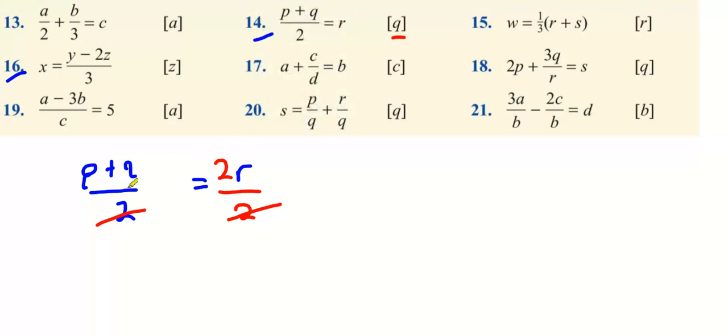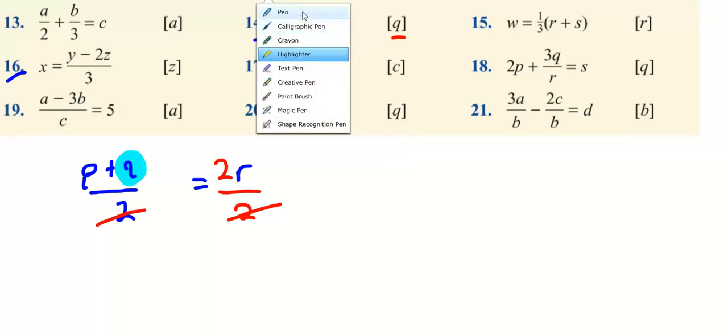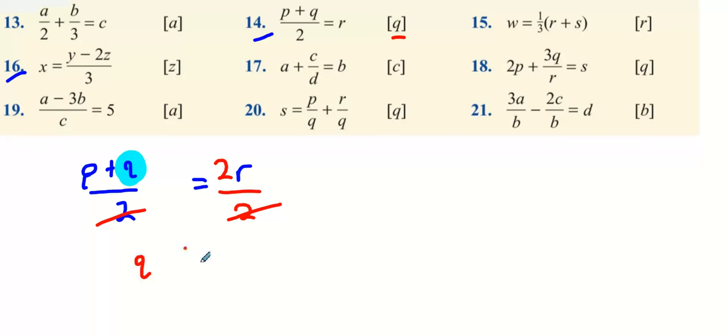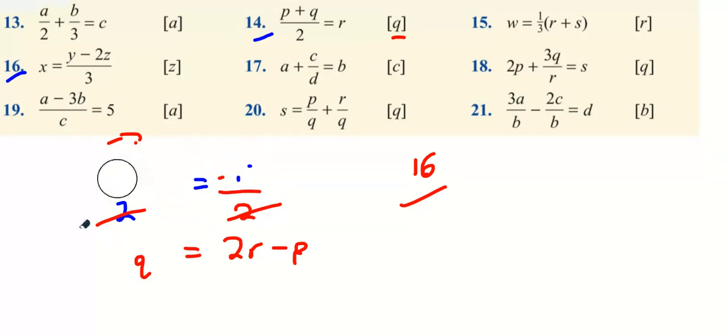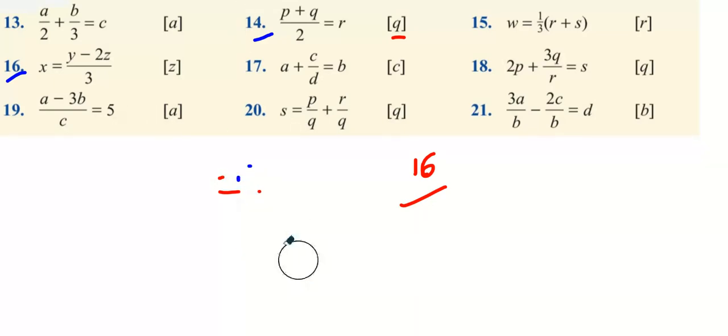The q on its own being this one here. Well, the only thing stopping the q from being on its own is the plus p on the left. When p moves to the right, it's going to be 2r minus p. That's question 14 done. Now question 16 is the next part.